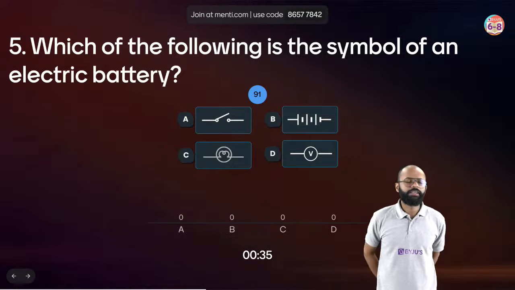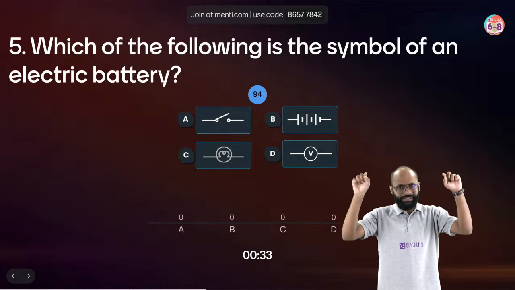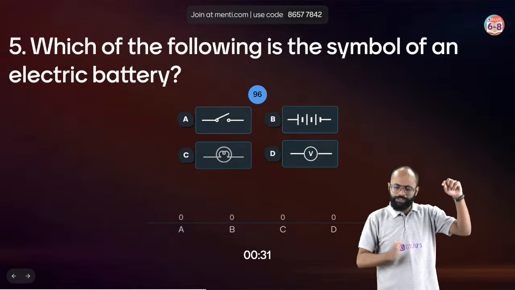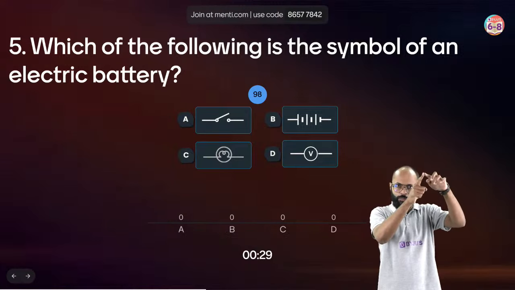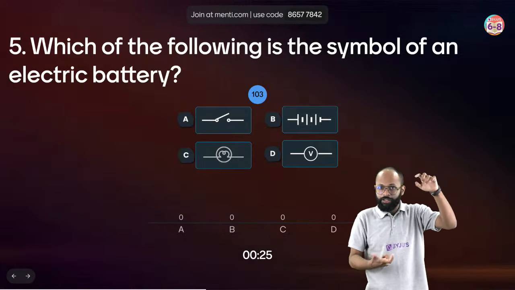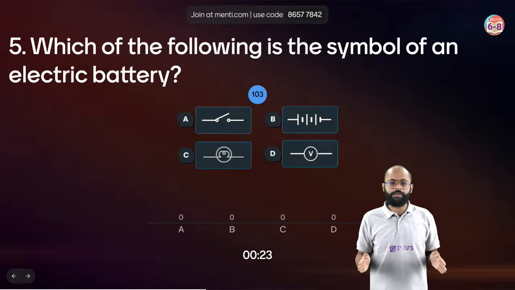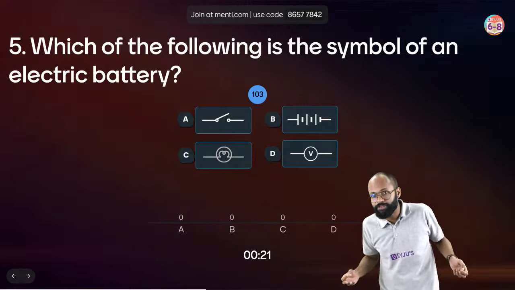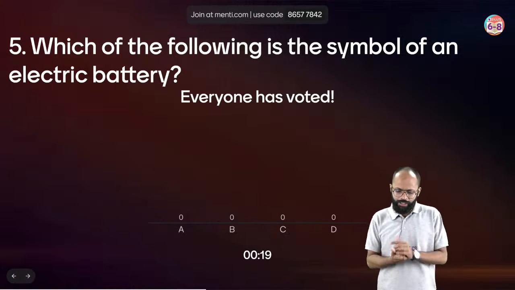You did not understand. Distance covered was same for both, na? Think of the time. A is stopping here. Matlab, it is covering the same distance in this much time. Right? But your D is covering the same distance in this much time. So, D is taking more time to cover the same distance, na? It means it is slow. Right? Everyone has voted.